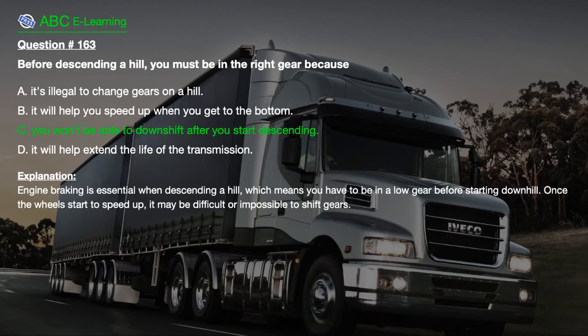The correct answer is here. C. You won't be able to downshift after you start descending. Explanation. Engine braking is essential when descending a hill, which means you have to be in a low gear before starting downhill. Once the wheels start to speed up, it may be difficult or impossible to shift gears.